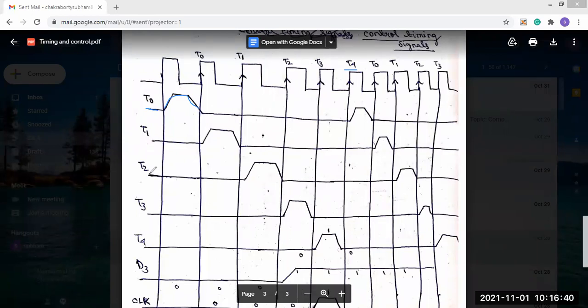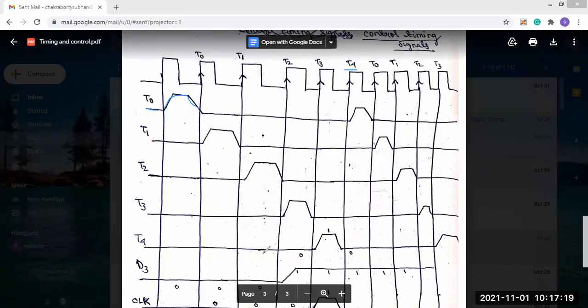Then for the T2 signal also, what is this T2 signal? This T2 signal is up in the T2 time clock pulse, and in all other cases it is down. Same as that for the T3 timing signal. This T3 timing signal, you see, in the T3 clock pulse it is up, and at other times it is down. Only in the T3 clock pulse is this T3 timing signal up.